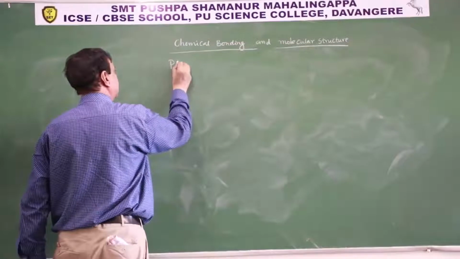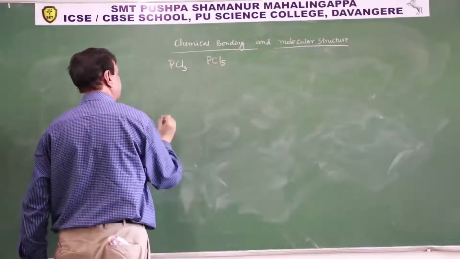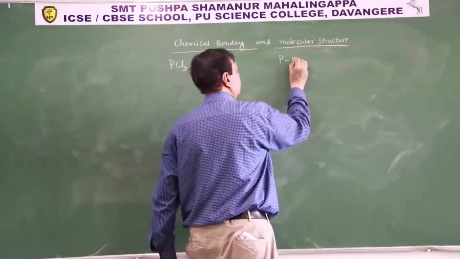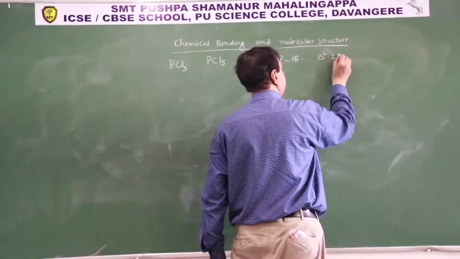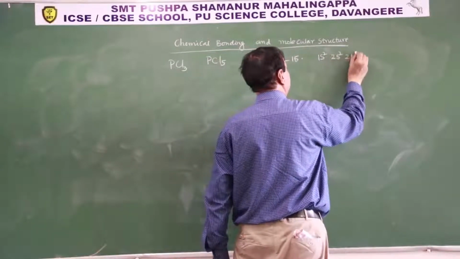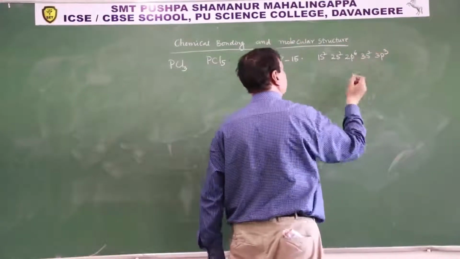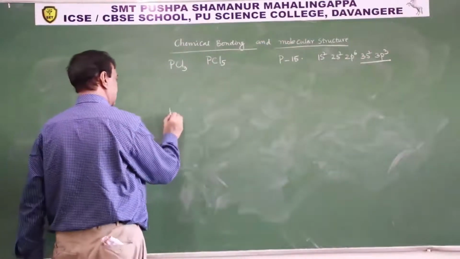And PCl3 and PCl5. There is phosphorus, atomic number 15. Its electronic configuration is 1s2, 2s2, 2p6, 3s2, 3p3. The outer shell has 5 electrons.